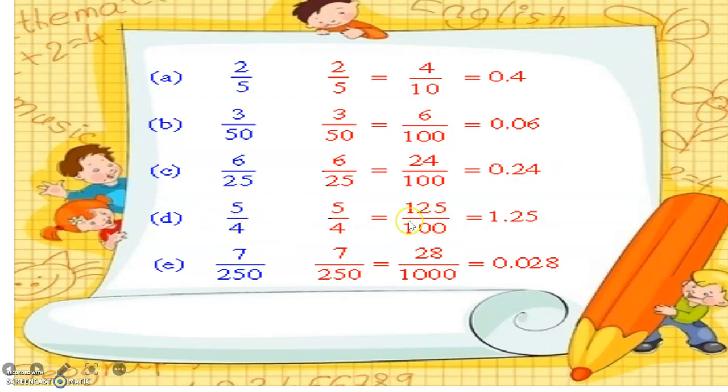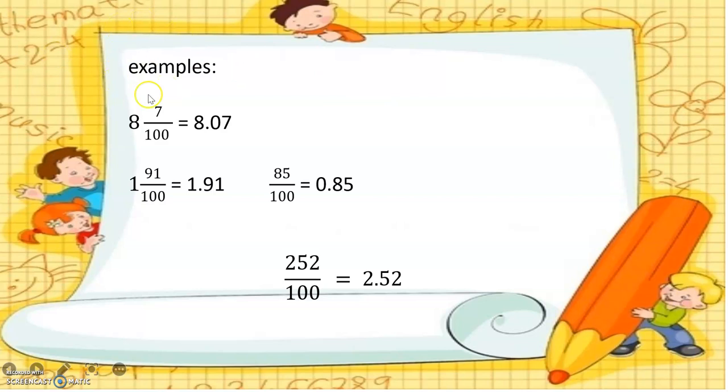5 over 4. To make it 100, we multiply by 25. 5 times 25 is 125. 100 has two decimal places, so 1.25. 7 over 250 is 0.025. For 1,000, 250 is multiplied by 4. Okay, so we have examples.